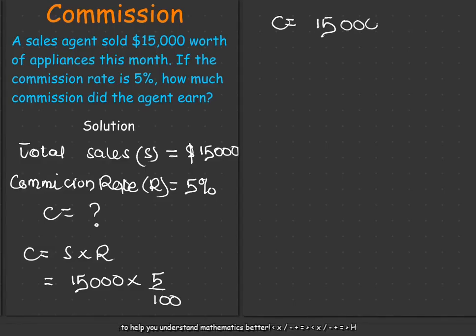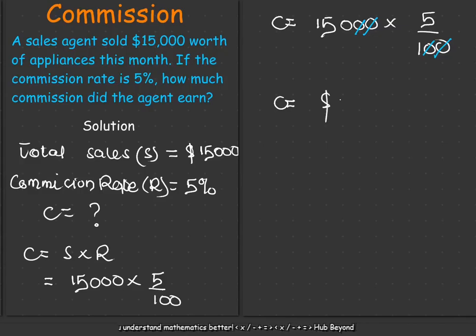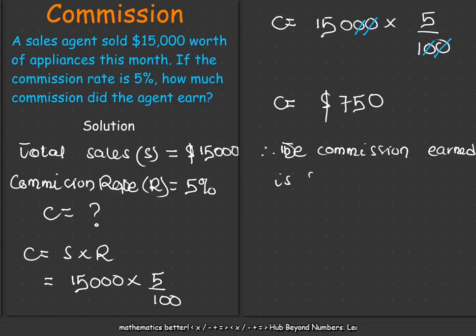So we have 15,000 times 5%, and we know per our cancellation that these two zeros will cancel these two, and we would now be left with 150 times 5. And 150 times 5 gives us our commission to be $750. So we say, therefore, the commission earned is $750. And you see, it's very, very simple and straightforward.